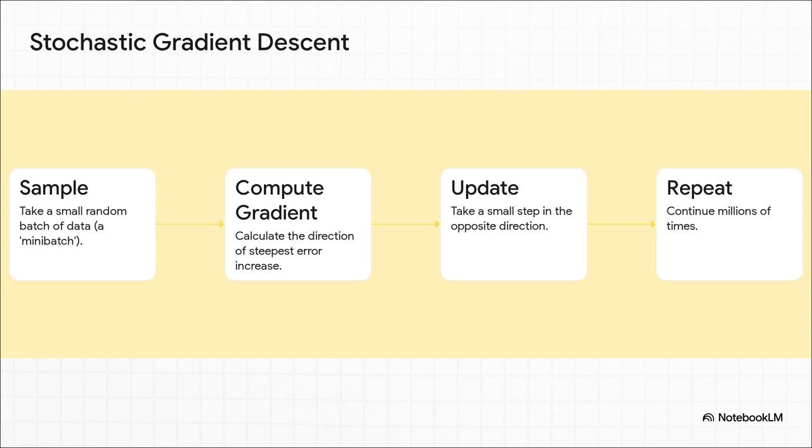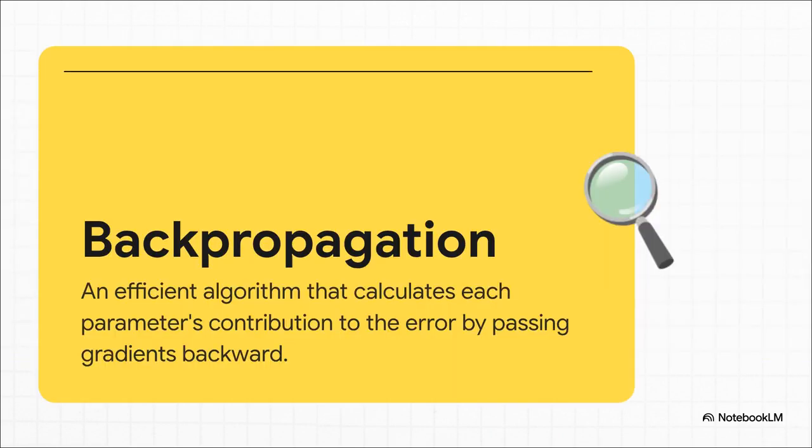Now, instead of checking the slope of the entire landscape for every step, SGD just looks at the slope of a small, random patch of ground and takes a tiny step downhill. By doing this millions of times with different random patches, it quickly and efficiently finds its way to the bottom. But with millions of settings to tweak, how does the model know which ones to adjust? Well, that's the job of backpropagation.